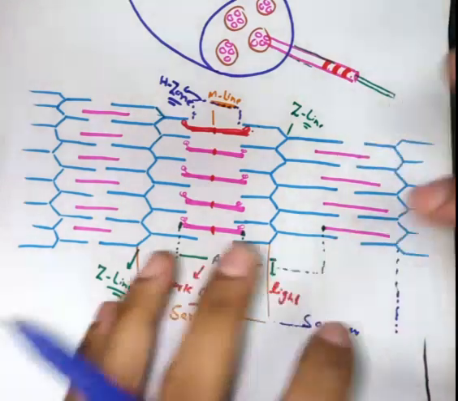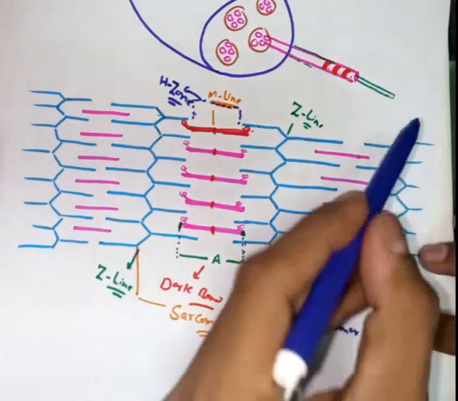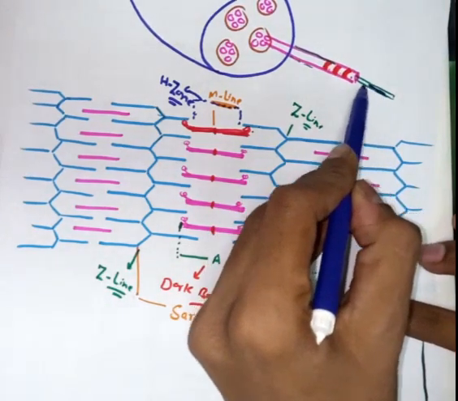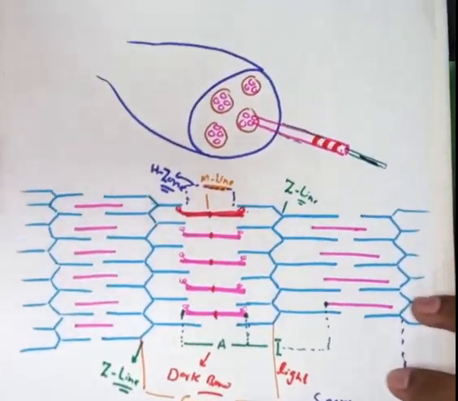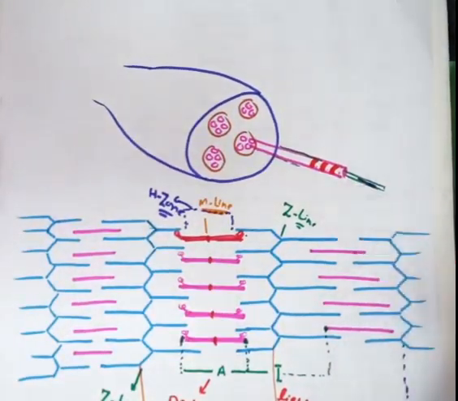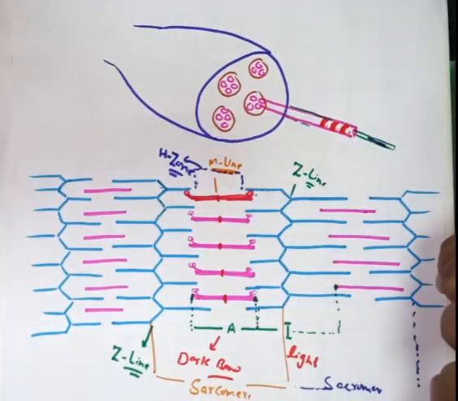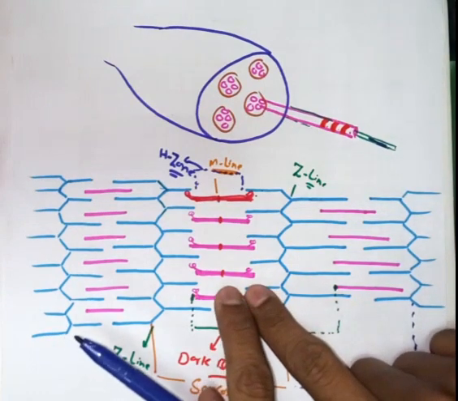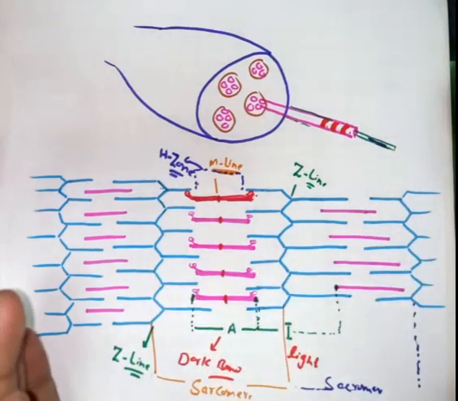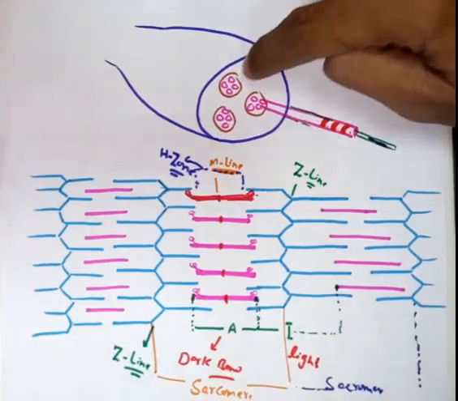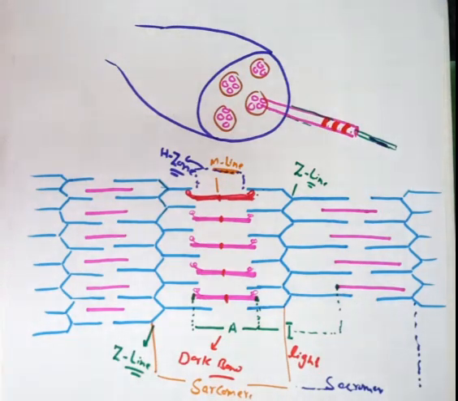So this is basically the arrangement of myofibril, how the myofibril is arranged and present inside the muscle fiber. One muscle fiber, I am talking. There are hundreds of muscle fibers present, and in one muscle fiber, the proteins are arranged like this. For contraction, not only one protein, but all the myofibrils present in each muscle fiber have to play their role.